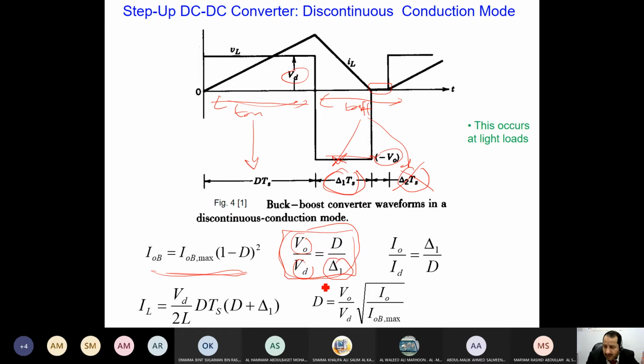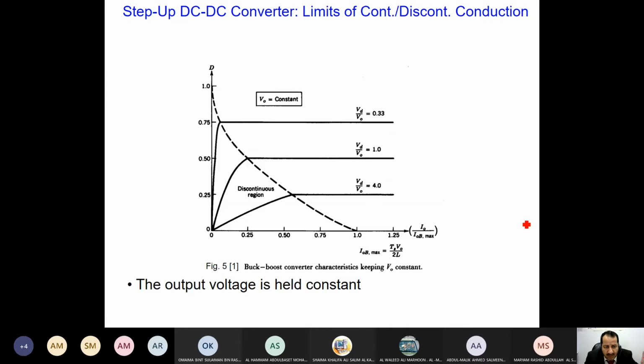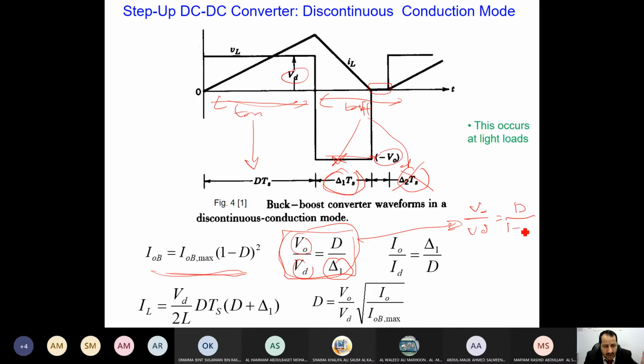You see here, delta 1 is part of the formula. If I compare this with the continuous case, VO over VD is D over 1 minus D. Just a minute, D is the same, which is the on time, because DTS is the on time, and delta 1 TS is the off time. Because you see here, this part is already cancelled.